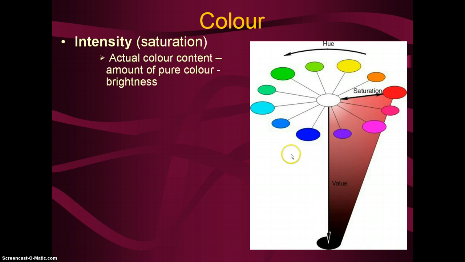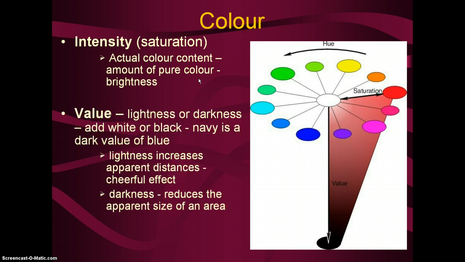So this whole notion of intensity or saturation is the actual color content, the amount of pure color or brightness, whereas this notion of value is the amount of actual lightness or darkness in the color, depending on adding white or black. For example, navy is a dark value of a typical blue. So when you think of navy blue, that's a dark blue, as we all know.